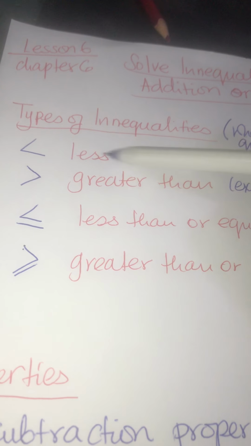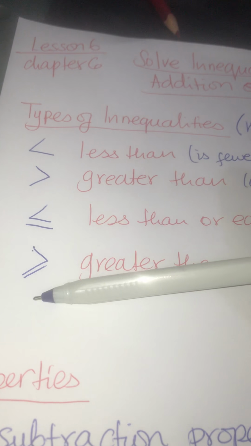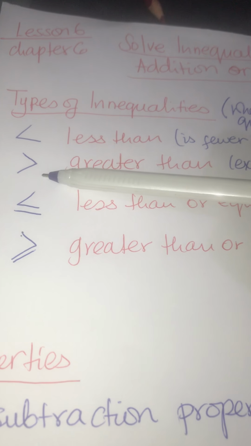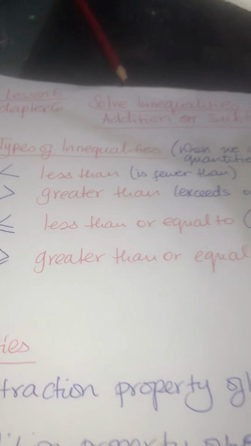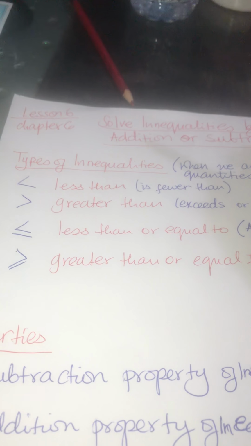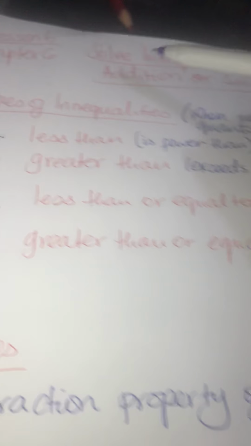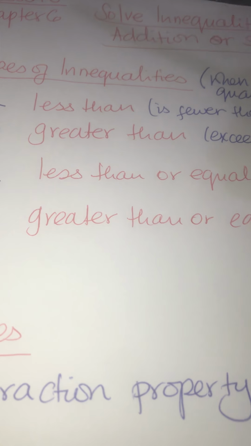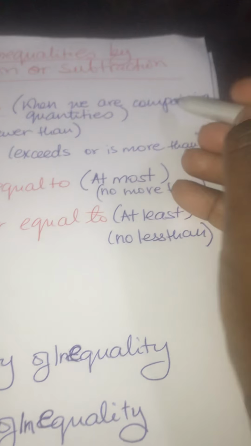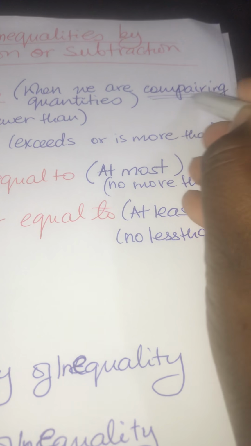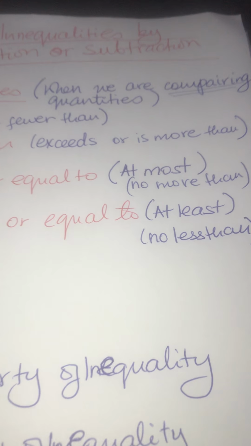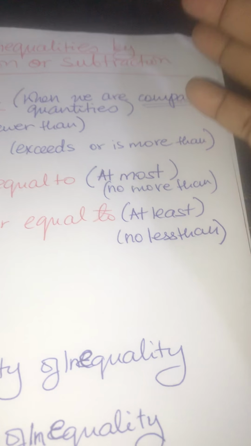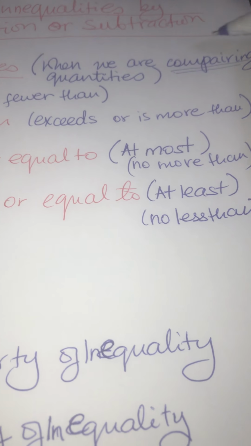You need to know the types of inequalities. There are 4 of them. Less than, greater than, less than or equal to, greater than or equal to. Okay? Now, when do we use inequalities? When we want to compare. When you're saying 6 is less than 7 or 8 is greater than 6, this way you're comparing, okay?